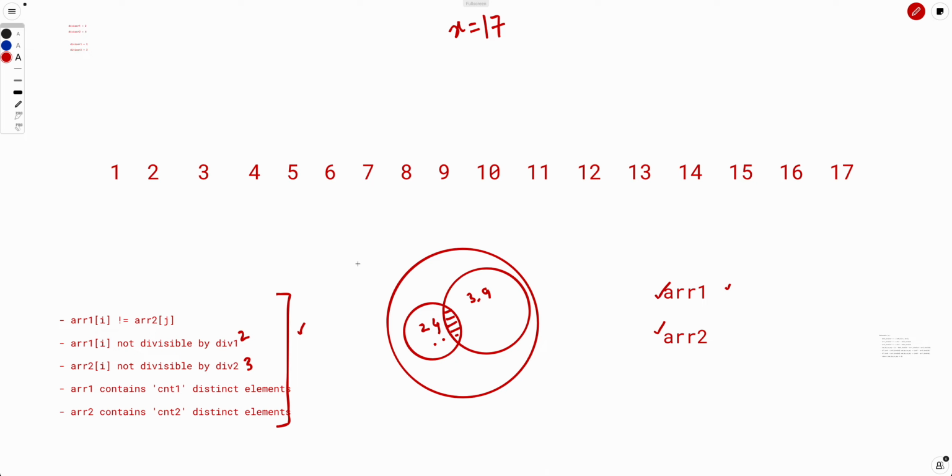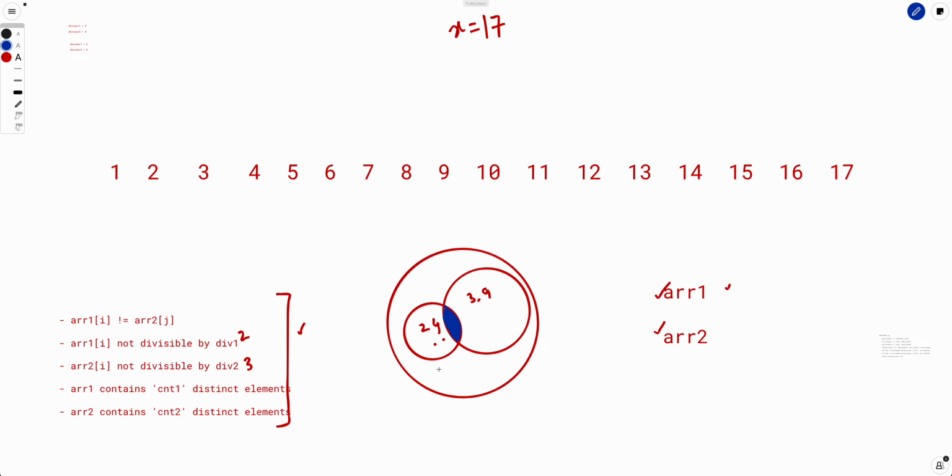Will this intersected area, this blue area, be present in any of array 1 and array 2? The answer is no. This blue area can't be present in array 1 or array 2, right? So that is clear. Now let's talk about the left part.